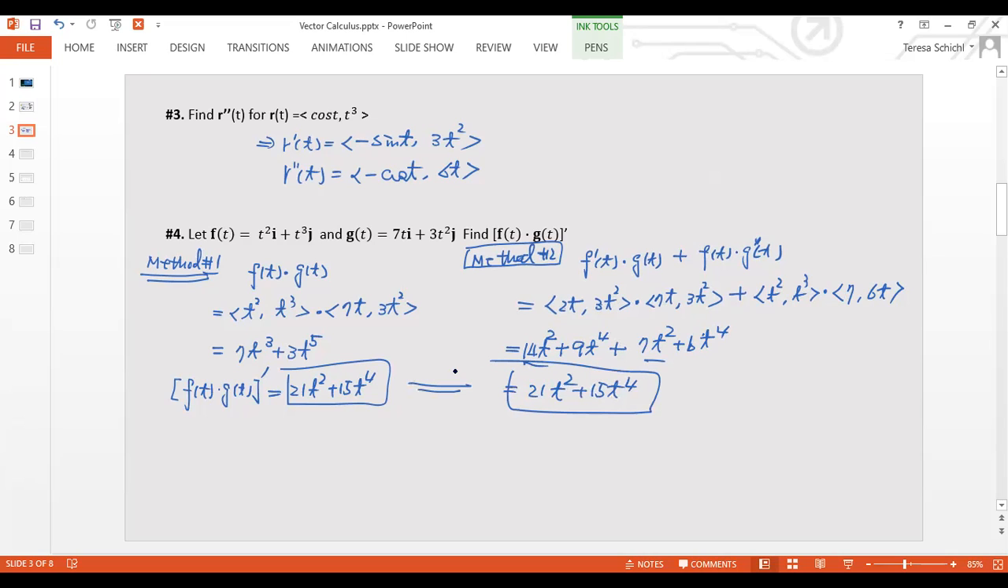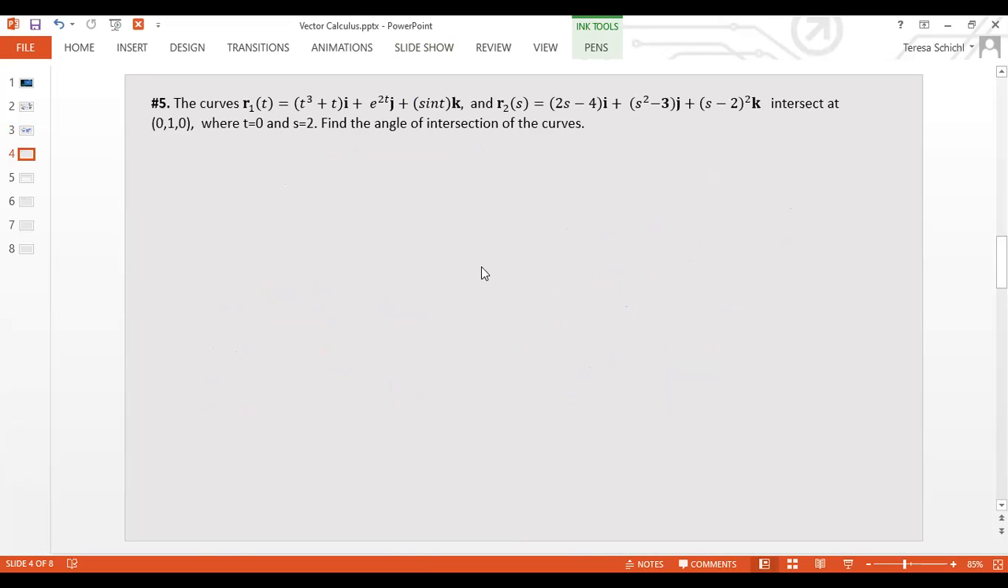As you can see, they are equal, so you can use either way. You can take the dot product first and then take the derivative, or you can use our formula. The derivative of the dot product is equal to f prime of t dot g of t, plus f of t dot g prime of t. So it's a different version of the product rule. This is a pretty simple and straightforward problem. Let's take a look at the next problem.